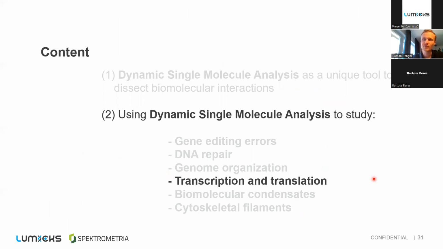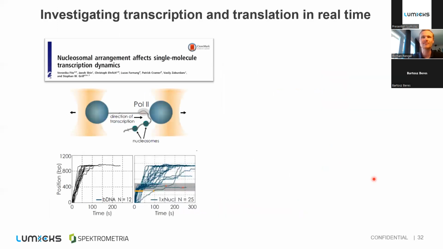The next application I would like to talk about is transcription and translation. The first example here is regarding the impact of nucleosomes on transcriptional dynamics. The assay that the authors set up here was the following. Now you had two optically trapped beads, and the DNA template was tethered to one bead, and on the other bead there was the polymerase II sitting.